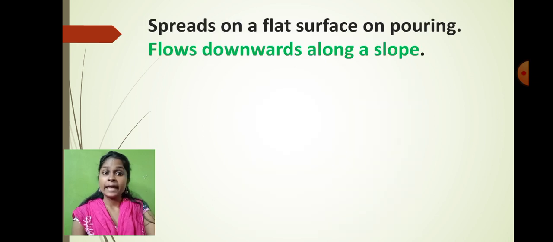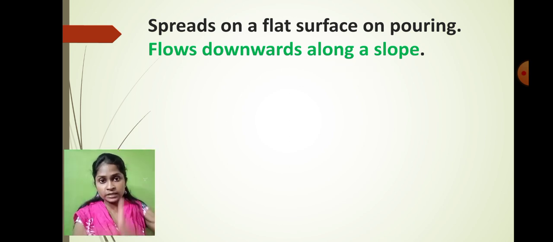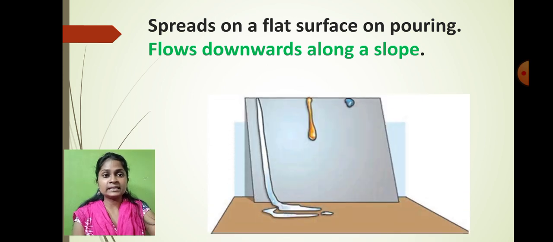So now we spoke about the properties of the solid and the liquid. Now here you can see that one more property of the liquid is that liquid spreads on a flat surface on pouring. Am I right? So when we pour the liquid, it will spread immediately and the liquid flows downward along the slope. Wherever there is more slope, the liquid will flow in the downward direction. As you can see here in the image, water is coming downward immediately.